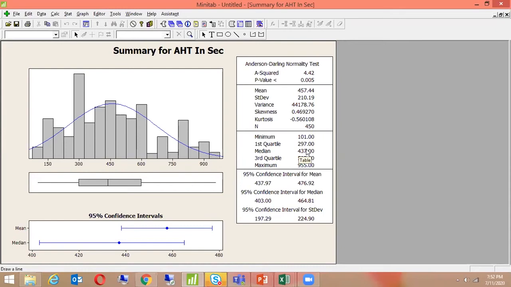So in very simple language, why am I saying that if the p-value is greater than 0.05, I would call my data normal, which means I'm 95% confident that there is no special cause variation. On the other hand, when my p-value is lesser than 0.05, I'm 95% confident that I have special cause variation. So it is only the 95% game that we always look at.